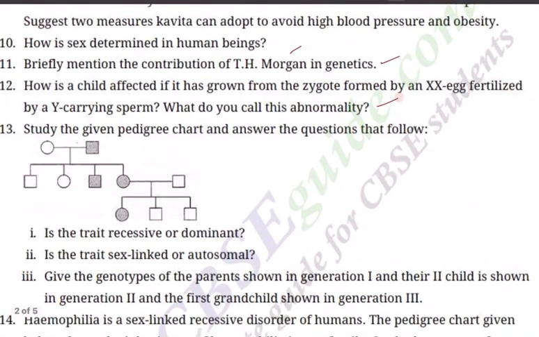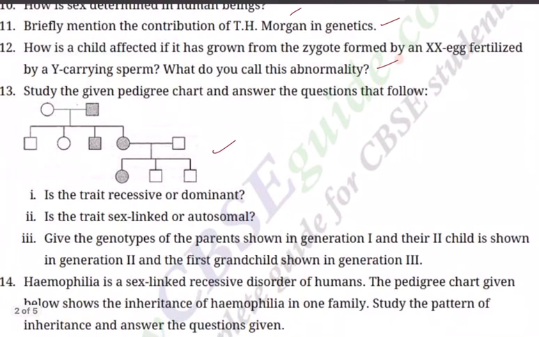Study the given pedigree chart and answer the questions that follow. This is a very likely question in the 4 marks question, section A. So that is what we call a case study. So case study type of questions, this question for your batch in all likelihood may come. So be prepared for this. 1. Is the trait recessive or dominant? 2. Is the trait sex-linked or autosomal?